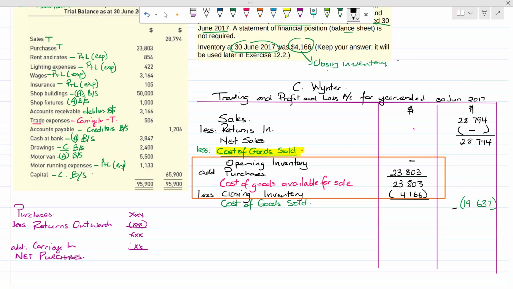After you bring it on this side now, this is where we would subtract the two. So 28,794 minus 19,637. I get in here $9,157. This is my gross profit figure. And once we get to this point here, this first part here, our trading account is complete. This blue section is our trading account.